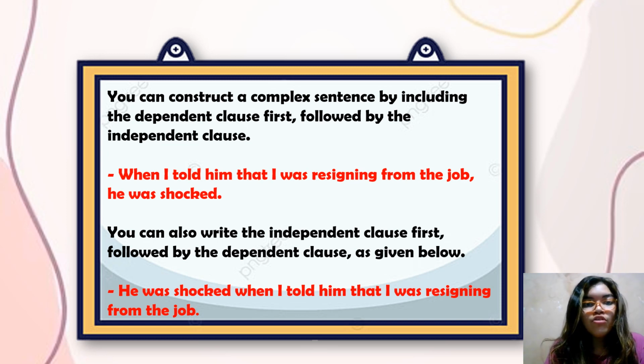It says you can construct a complex sentence by including the dependent clause first, followed by the independent clause. For example, "When I told him that I was resigning from the job, he was shocked." And then you can also write the independent clause first, followed by the dependent clause, as given below. For example, "He was shocked when I told him that I was resigning from the job."